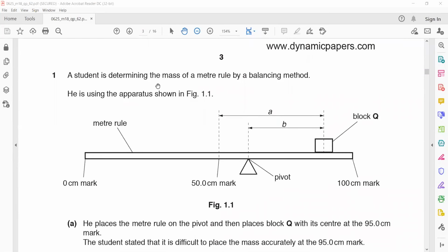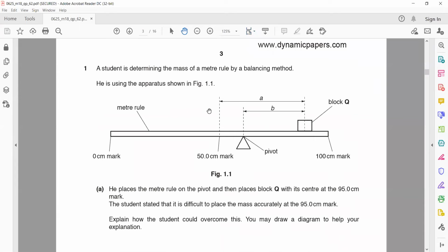In the first question, a student is determining the mass of a meter rule by a balancing method. So he's using a simple concept of the moment. According to the moment, the weight of the meter rule, if it is exactly uniform, will act at the 50 centimeter mark. This weight will produce an anti-clockwise moment, and the block Q that is placed will produce a clockwise moment.